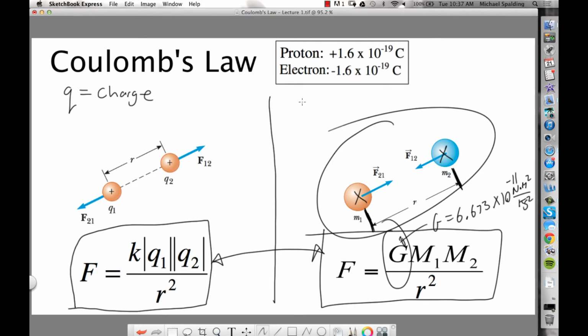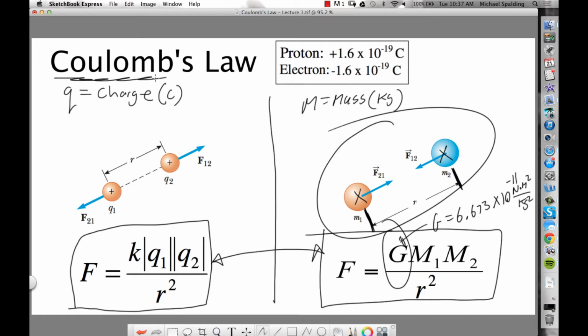M is mass. What's the unit for mass? Kilograms. What's the unit for charge? Coulomb. The unit for charge, it's right here in the law, Coulomb. The unit for charge is the coulomb.